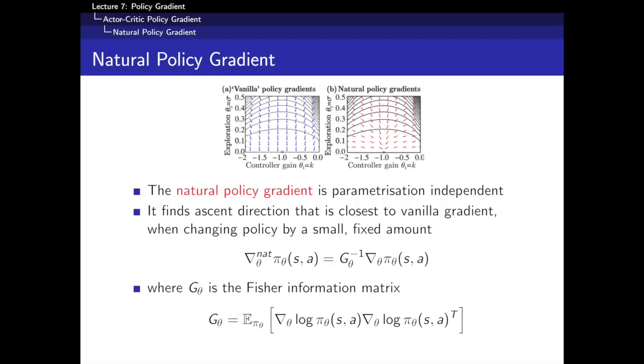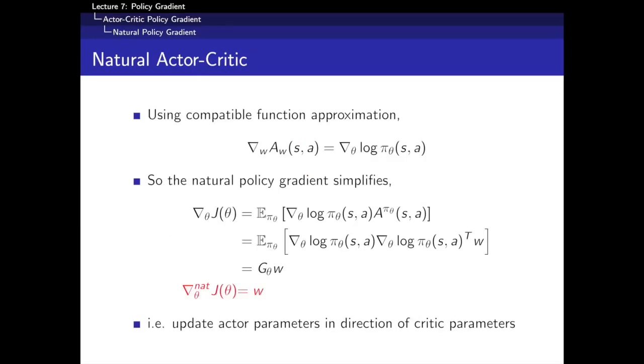Okay. I'm going to skip the natural actor critic. There's one more approach, which is in the notes, which is the natural actor critic. The natural actor critic is an alternative descent direction, or ascent direction, which has some nice properties. And it turns out it falls out very nicely in the actor critic framework. That's there in the notes. Feel free to refer to it.